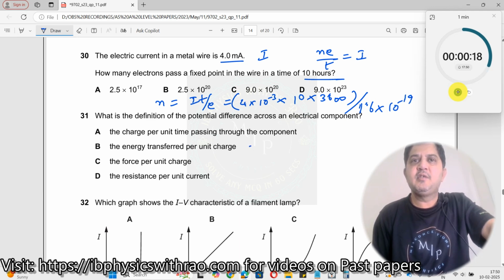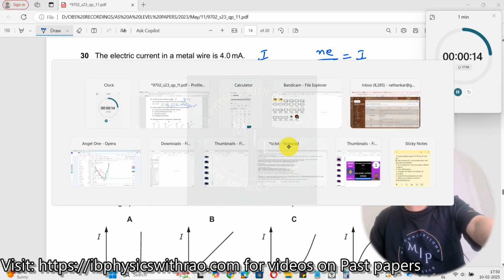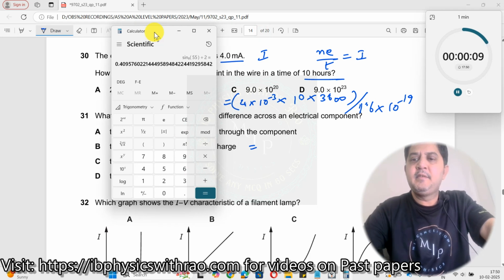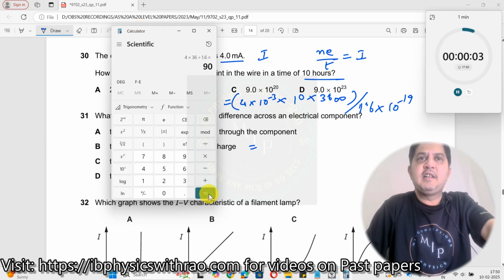Right. So which should now be equal to 4. Let me use my calculator. It's more faster over here. 4 into 36 divided by 1.6. Do this. I get the answer 90.